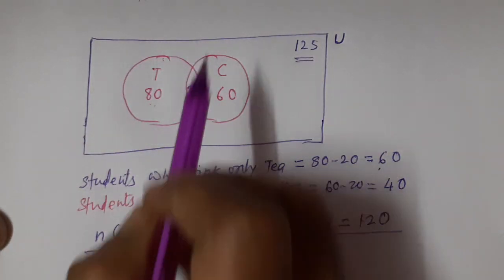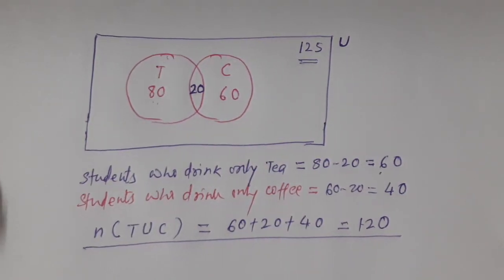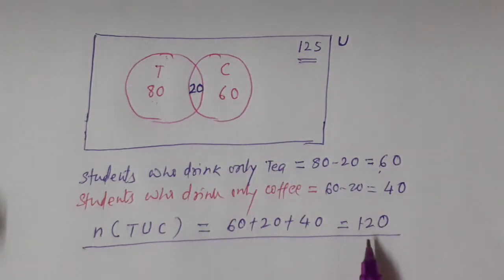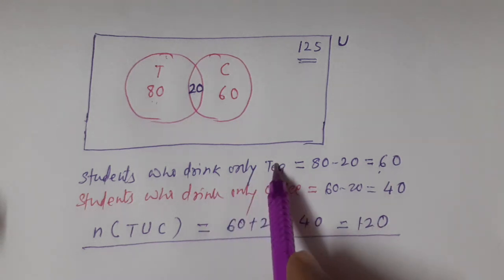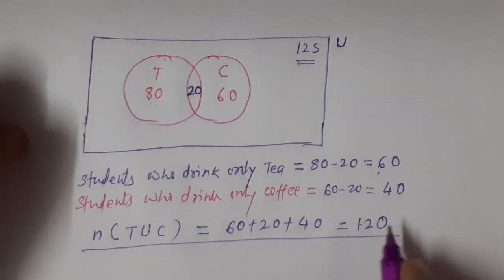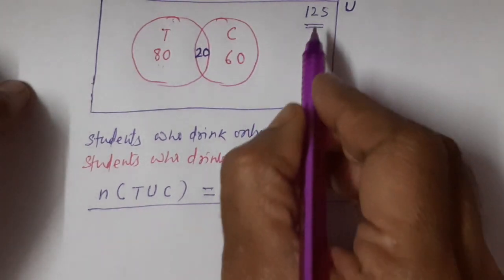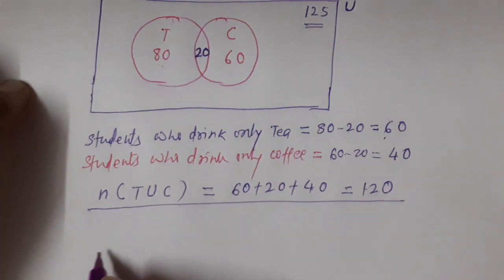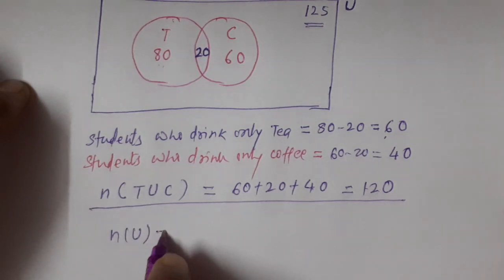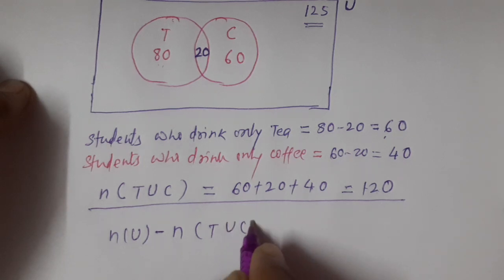125 students, and we have to find the students who do not drink tea or coffee. Out of that 125 students, we have calculated that 120 students drink either tea, coffee or both. In order to find the students who do not drink tea or coffee, this is the universal set. So when you are calculating that, n of U minus the number of T union C is equal to what?